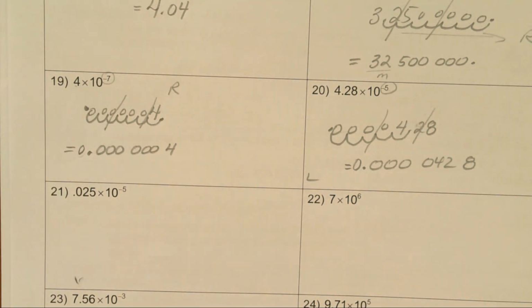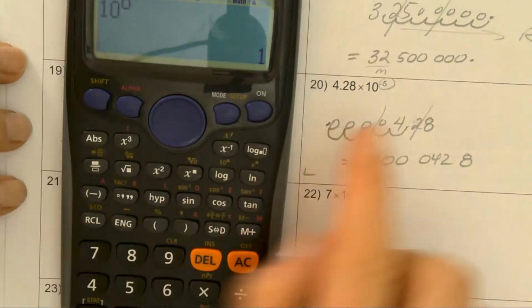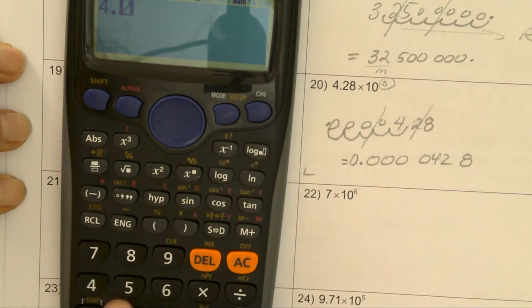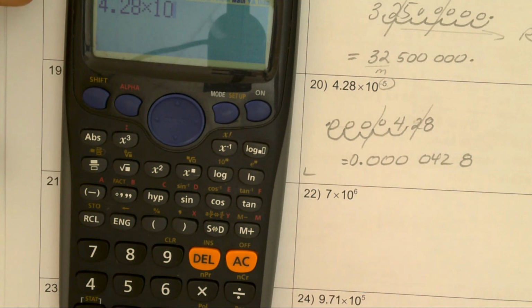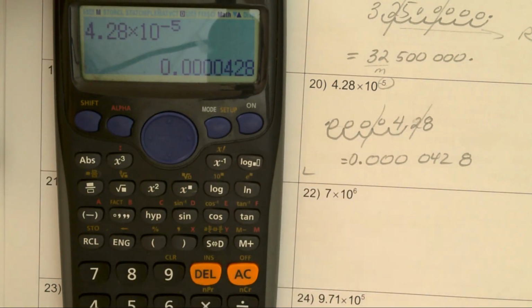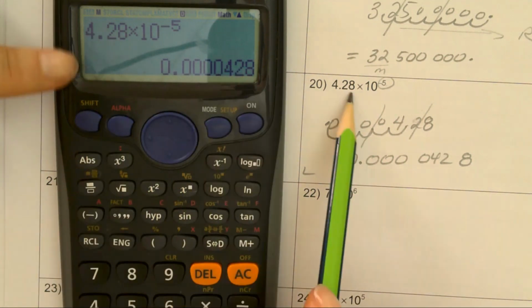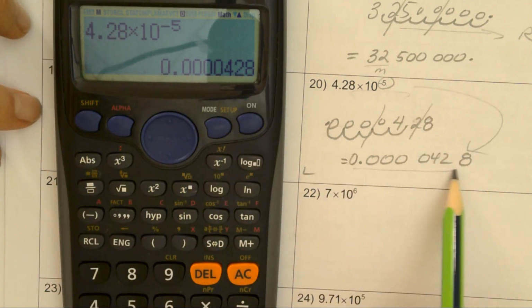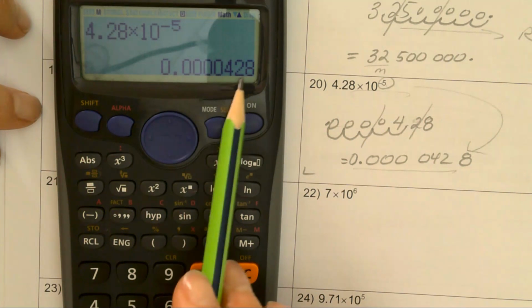And oh, I should have checked with my calculator. Let's check the last one. I forgot. 4.28 times 10 to the power of -5. Can you see? Push this button, -5. Look, I can put it in my calculator, and it tells me the answer. But it doesn't put the spaces nice. We put the spaces nice.